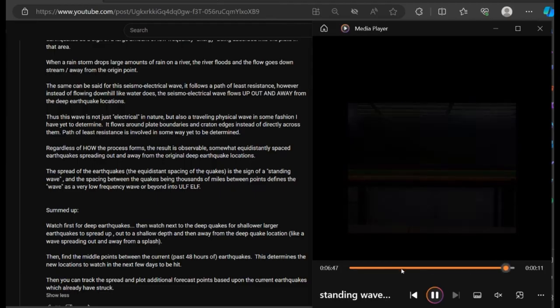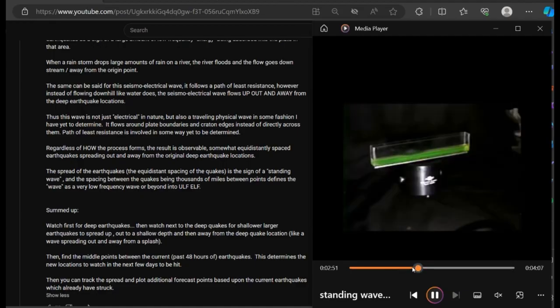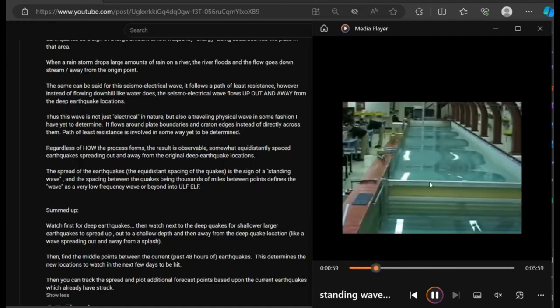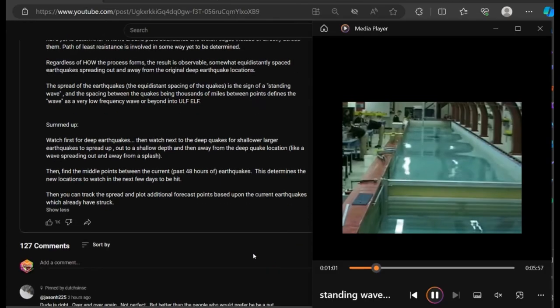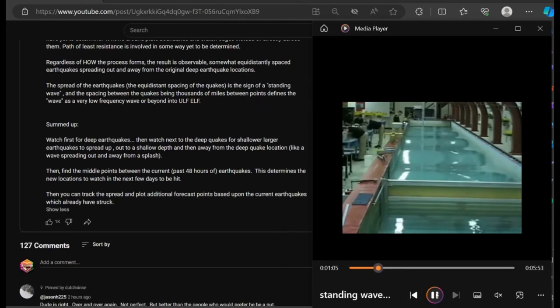Then, find the middle points between the current, past 48 hours of, earthquakes. This determines the new locations to watch in the next few days to be hit. Then you can track the spread and plot additional forecast points based upon the current earthquakes which already have struck.